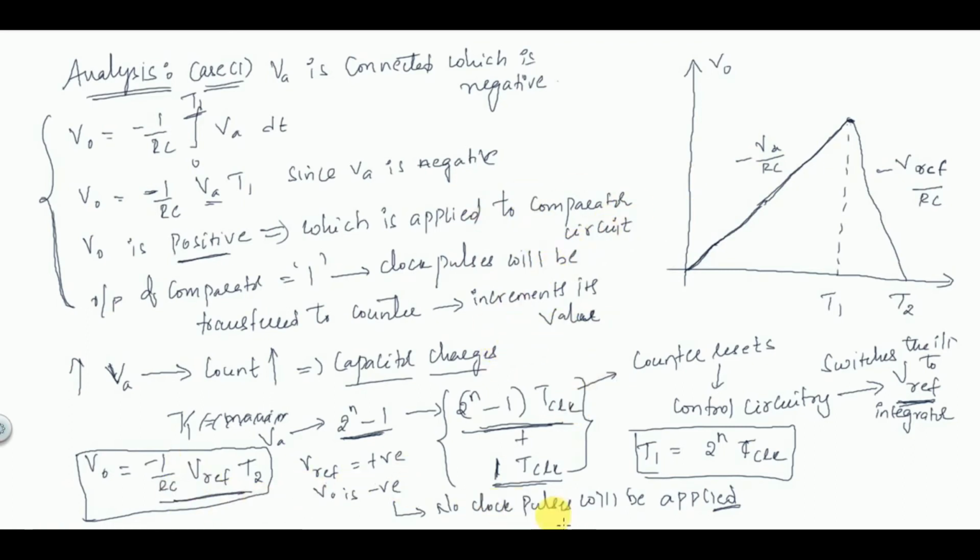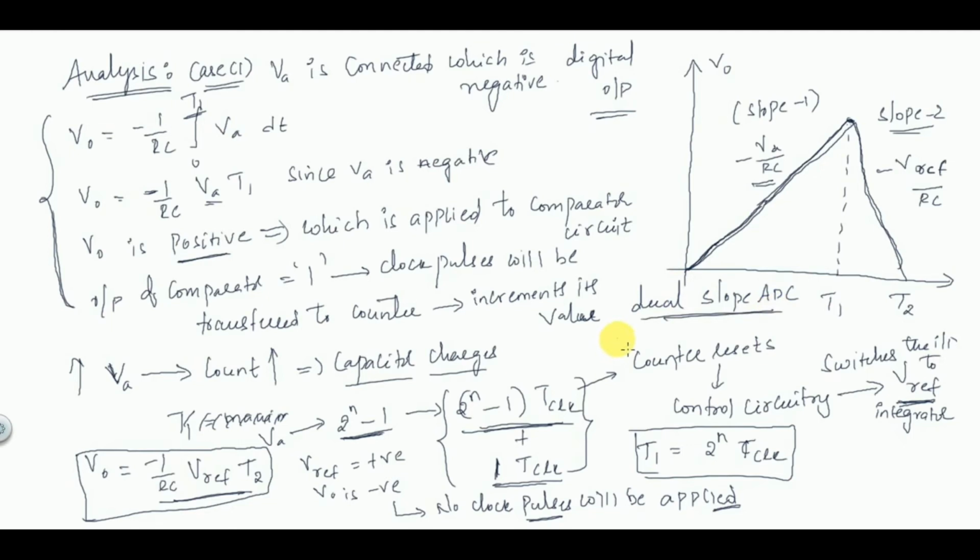When no clock pulses are obtained, you can obtain the static digital output at the output of your ADC circuit. Since the capacitor charges up to T1 and discharges up to T2, you have two slopes here. This is slope 1, which is VA by RC. This is slope 2, which is minus V reference by RC. That is why this type of integrating ADC circuit is called a dual slope ADC.